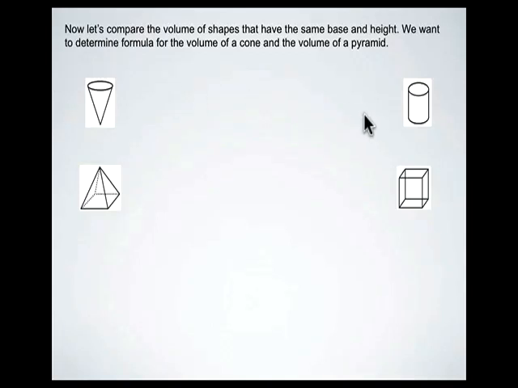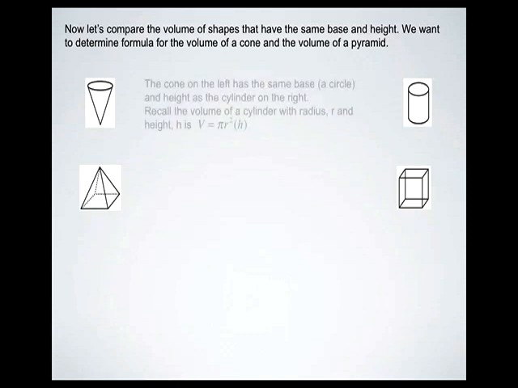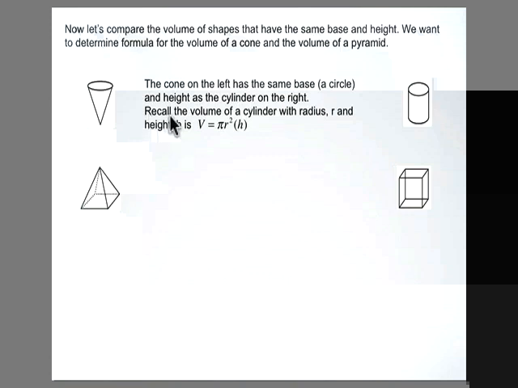Now let's compare the volume of shapes that have the same base and height. We want to determine the formula for the volume of a cone and the volume of a pyramid. The cone on the left has the same base and height as the cylinder on the right. Recall the volume of a cylinder with radius r and height h is volume equals pi r squared h.